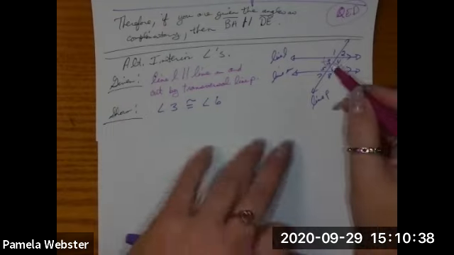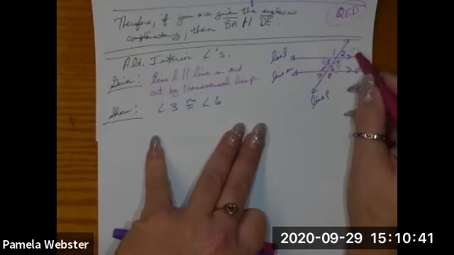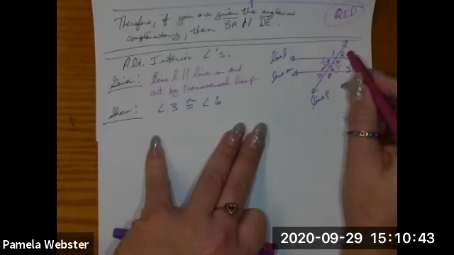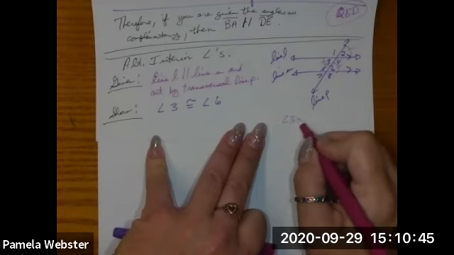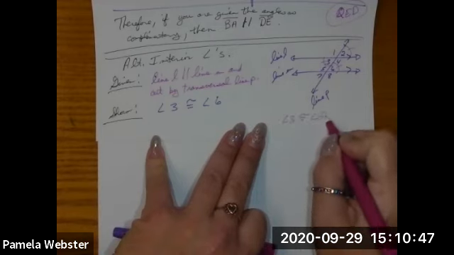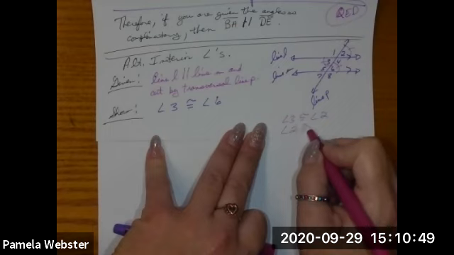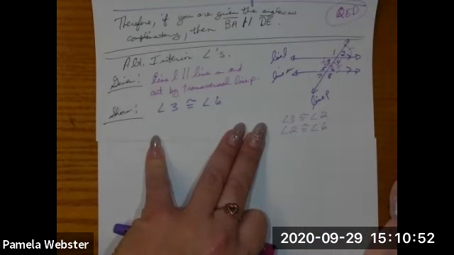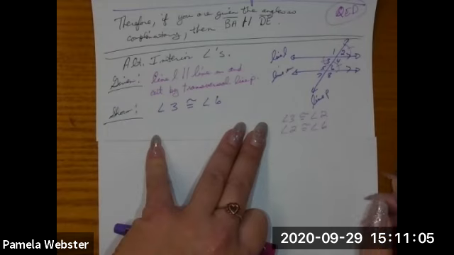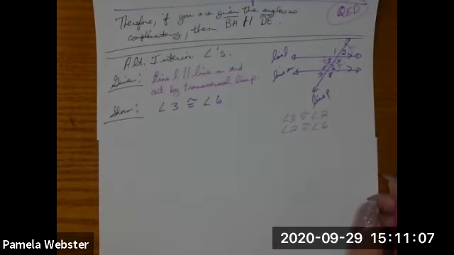Okay, so Ashley's saying she wants to go angle 3 to angle 2 for vertical. Okay. And then she wants to go angle 2 to angle 6 for corresponding. And then we'll stick them all equal or congruent to each other. And it's not substitution, it's going to be transitivity, right? But yes, you got the right idea. Okay, and then we'll work it out from there.